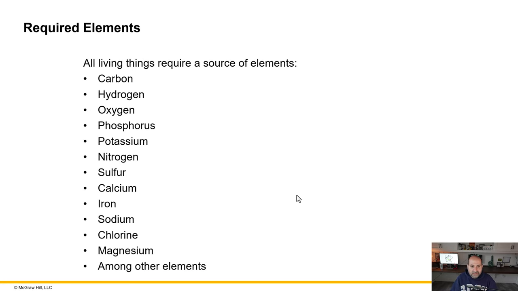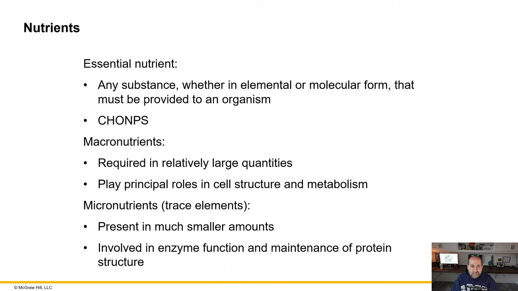And here you can see a list of different elements from the periodic table of elements. We have different elements that are required by all living organisms: carbon, hydrogen, oxygen, phosphorus, potassium, nitrogen, sulfur, and so on and so forth. There are also a host of other elements that we need in trace amounts, in minute amounts as well. So we're going to talk about these different elements, which ones of these elements make up our biomolecules, and where we source these from and where microorganisms source these elements from.